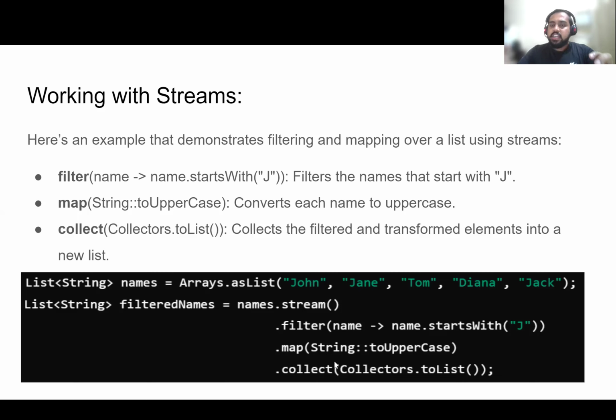After that .collect, that is a terminal operator. So what .collect will do is, up to here we have a transformed stream, right? We had a data source we passed, and after some operations we have a transformed stream. That stream will be collected into a list. So whatever list we collected will have only names that start with J, and they are mapped, which means they are converted to uppercase.